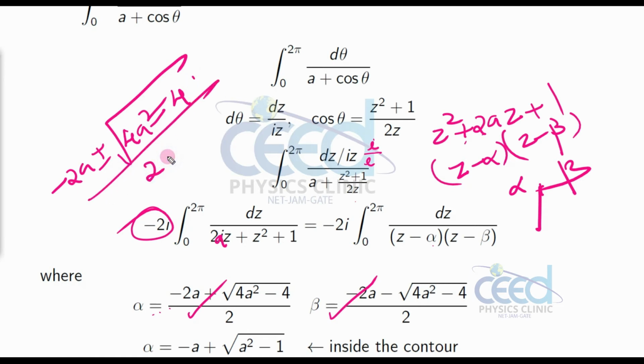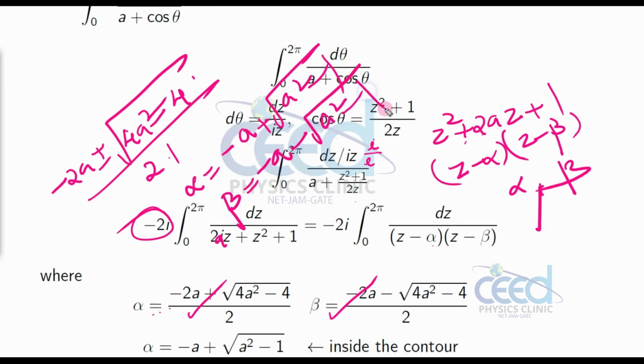Z square coefficient is 1. So here alpha is equal to, the poles are minus a plus, right? Minus a plus root a square minus 1, and beta is equal to minus a minus root a square minus 1. So these are the poles that we can have here. Okay, so we are doing the equation in the limit 0 to 2 pi. So this is our poles alpha and beta.